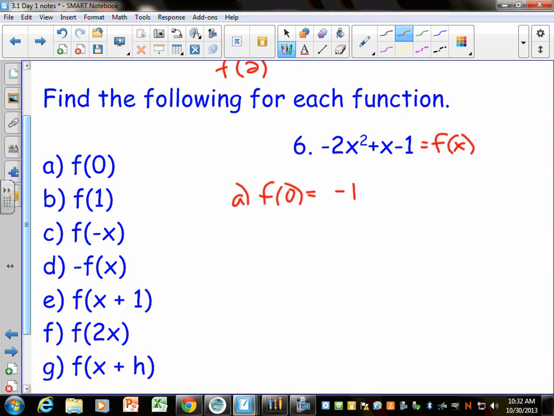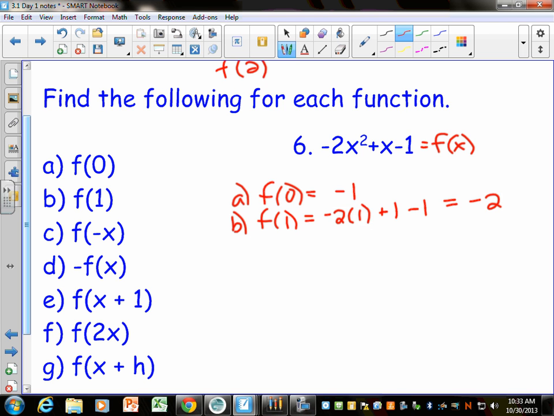So if I do part B, f of 1 is the exact same thing, and I'll show my work on this one. I'm just going to plug 1 in for x. So that would be negative 2 times 1 squared, which is just 1, plus 1 minus 1. And I just work it out, and I get a number, which would happen to just be negative 2. So it's basically like giving you an ordered pair. When x is 0, y is negative 1. When x is 1, y is negative 2. So that's why we like function notation.